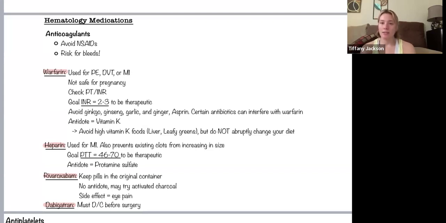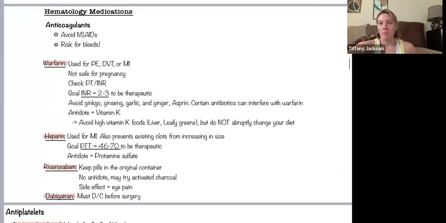Next up, we have rivaroxaban. It's important with these medications that we keep the drugs in the original container. These meds can cause eye pain.